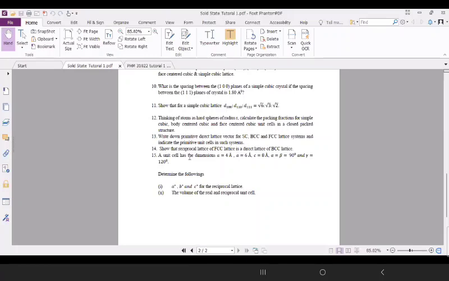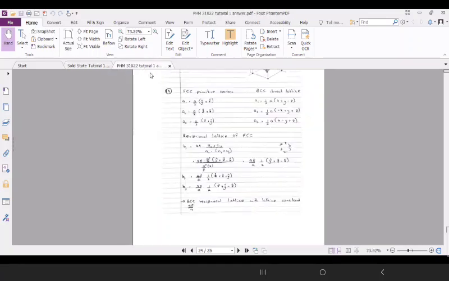Question 15: a unit cell has dimensions a, b, c, and they have given alpha and beta as 90 degrees and gamma should be 120 degrees. Determine the following, and this a star, b star, c star for the reciprocal lattice. Can you identify what those a, b, c values in part a are? Those are called primitive vectors, right, in the reciprocal lattice equation. So primitive vectors or primitive translational vectors, we can call them like that.